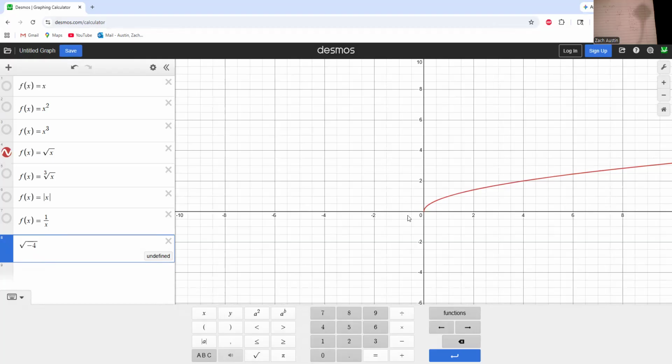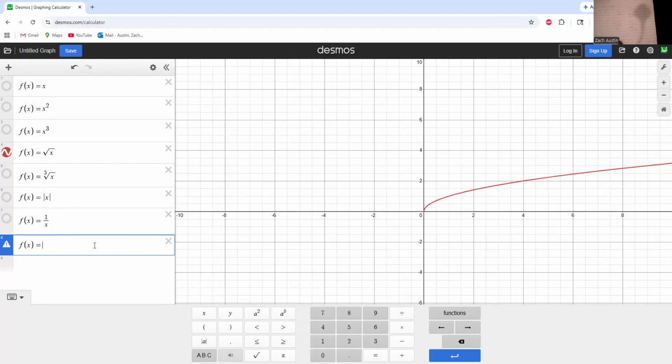So that's why there's nothing to the left of 0 on this graph. You just can't plug negative numbers into a square root equation like this. It just doesn't work. Okay, now one thing that I'm going to add is a little interesting fact about these square root functions.